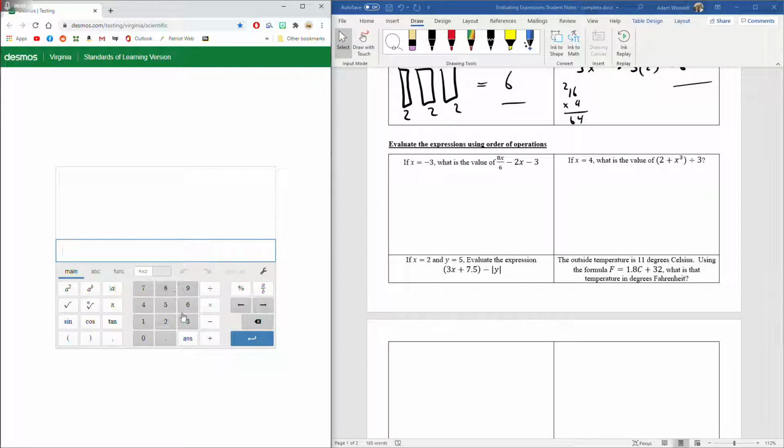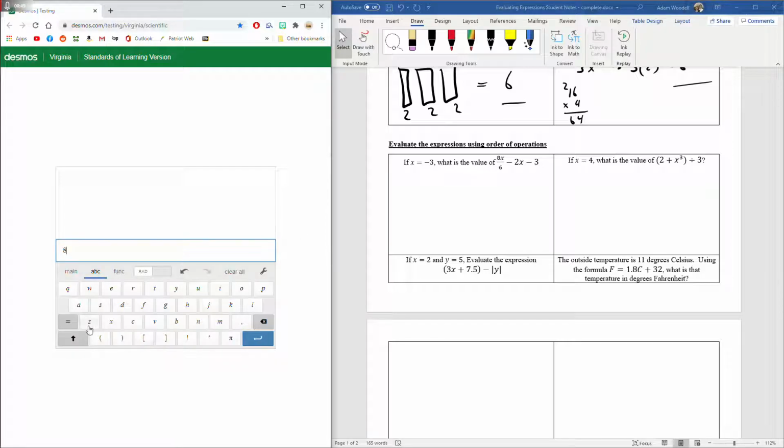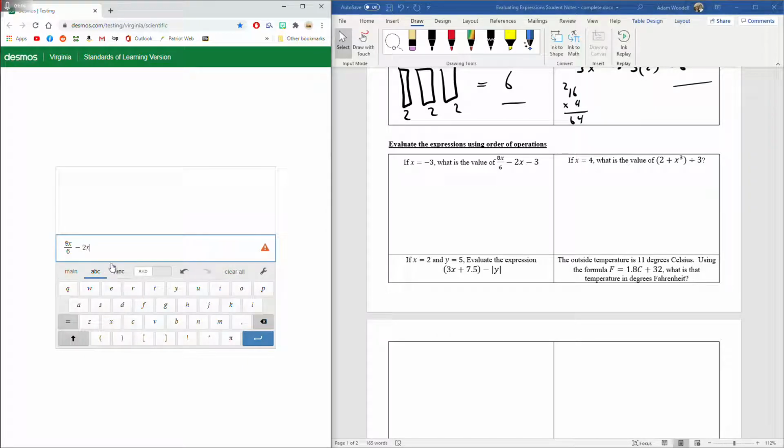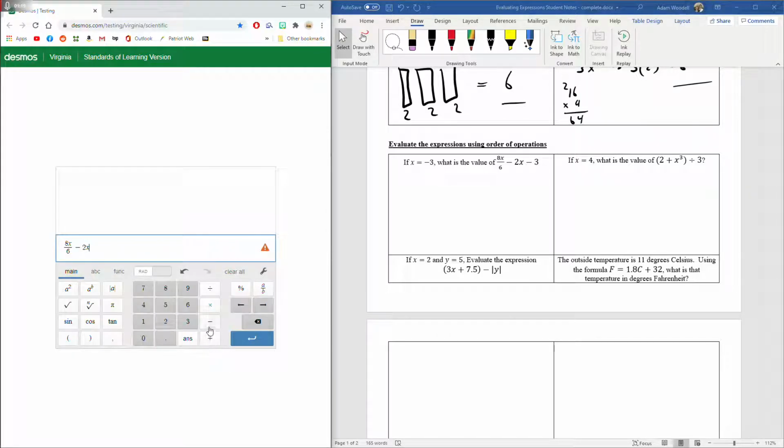So it starts with 8x divided by 6. If you hit the fraction button or the division symbol on Desmos, it makes a fraction. 8x minus 6. There might be some situations where your cursor is stuck here, and you'll notice if I hit the minus sign, it doesn't put the minus sign where I want it. So if you click over to the side, it moves your cursor over a little bit, and then I can do minus 2x, and then minus 3.